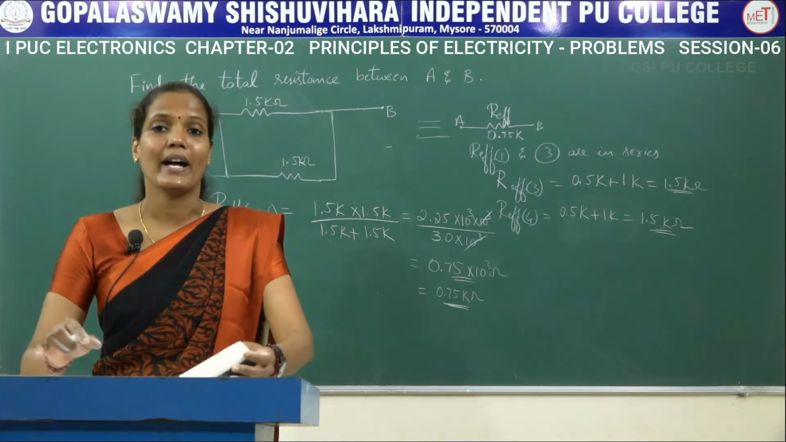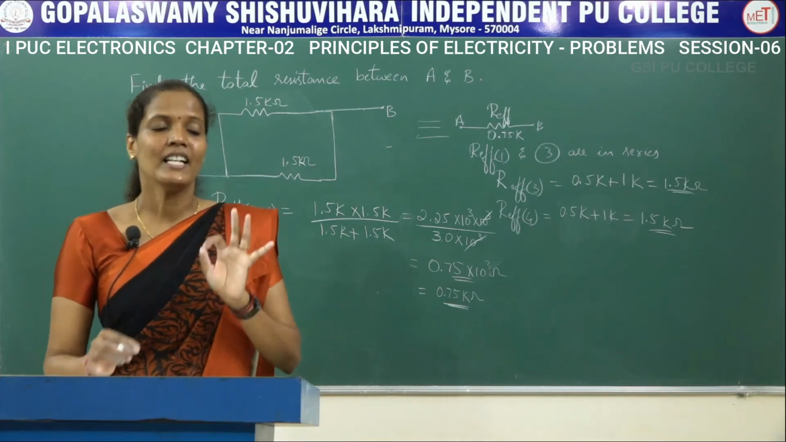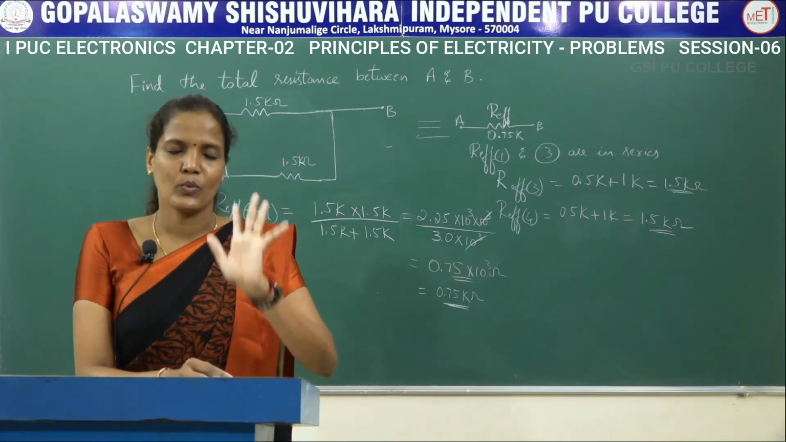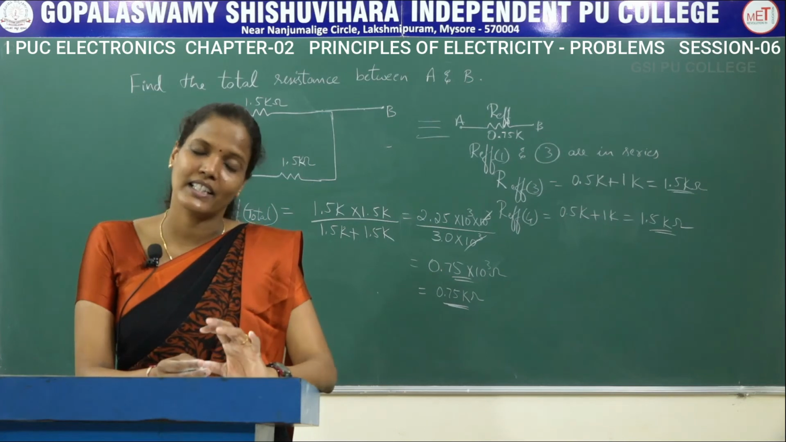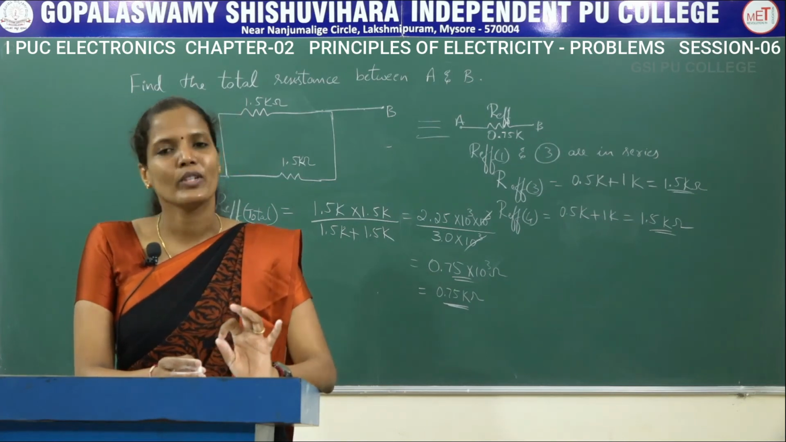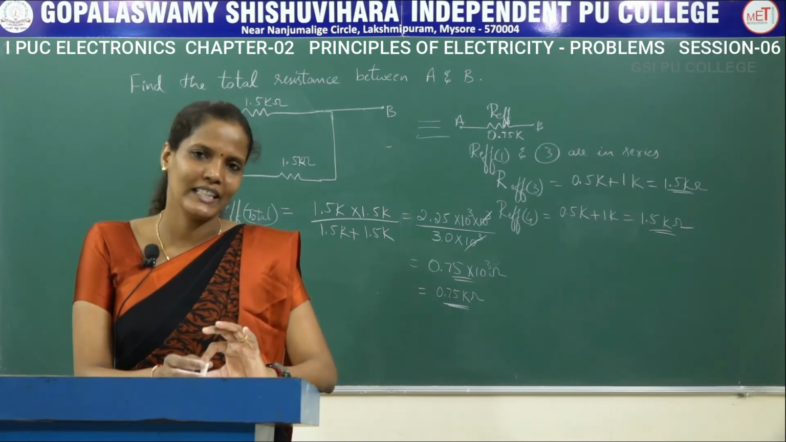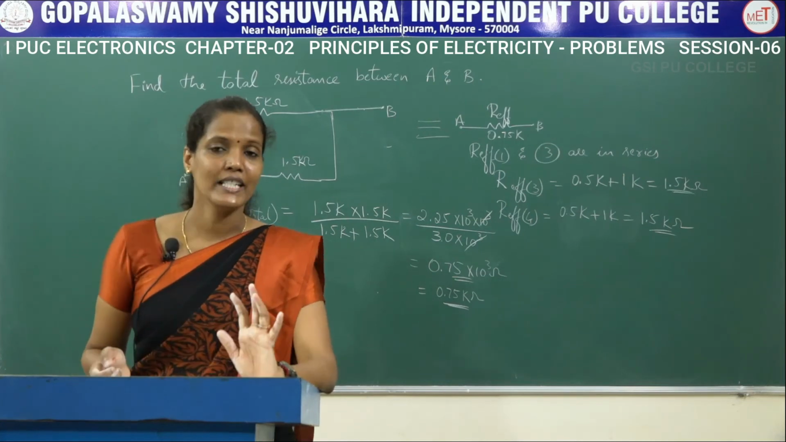Try to understand the diagram that is given. According to the diagram, identify which are the resistors that are connected in series and which are the resistors connected in parallel. If you identify them correctly, you can solve the problem very easily. Clear? Now we'll move on to the next problem.